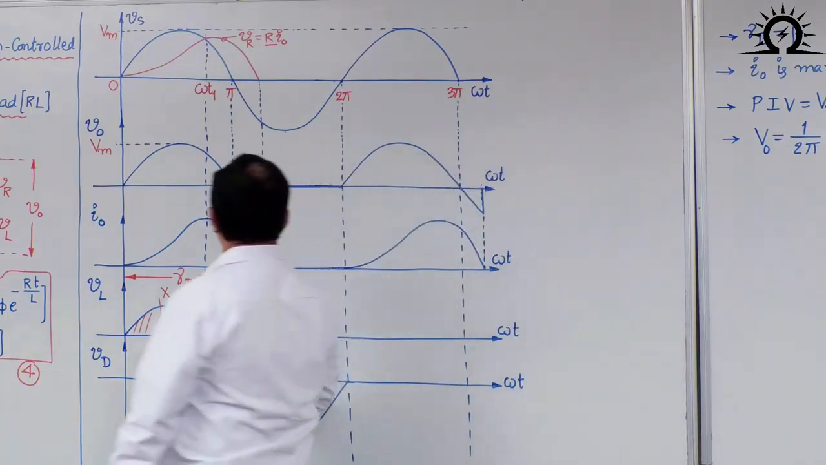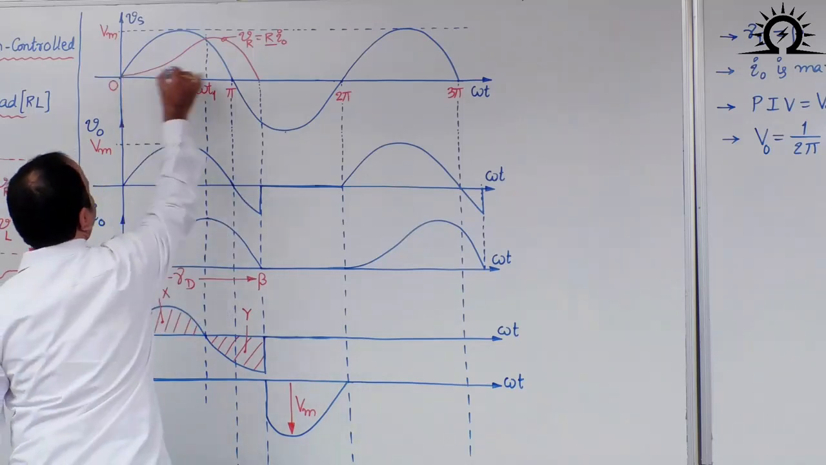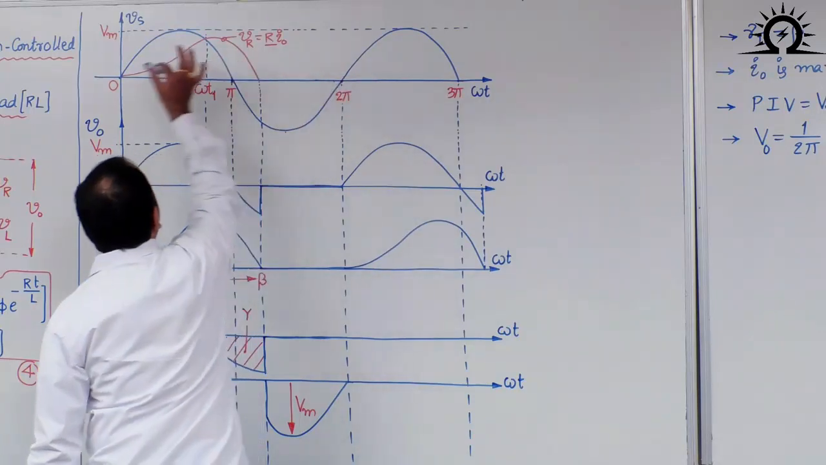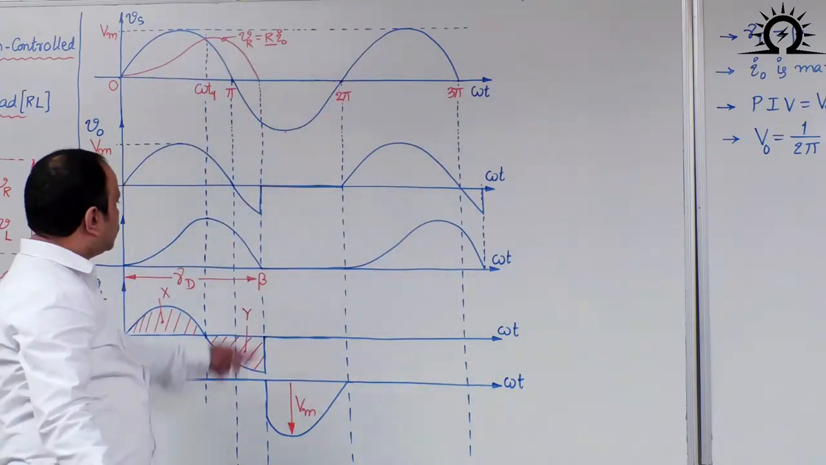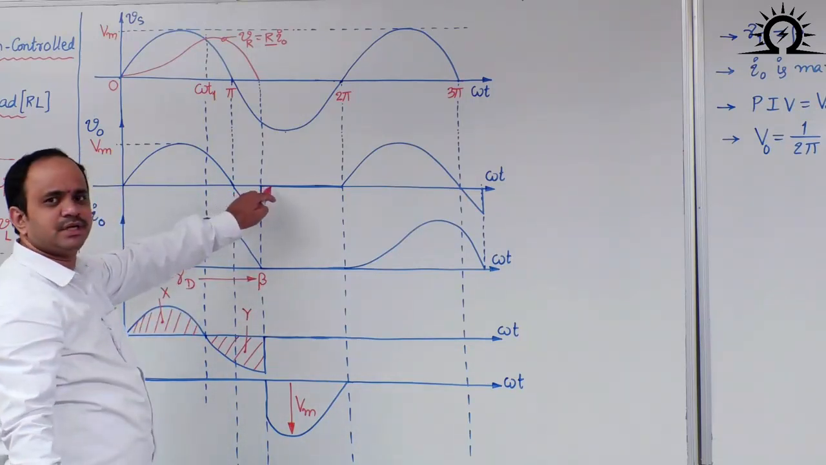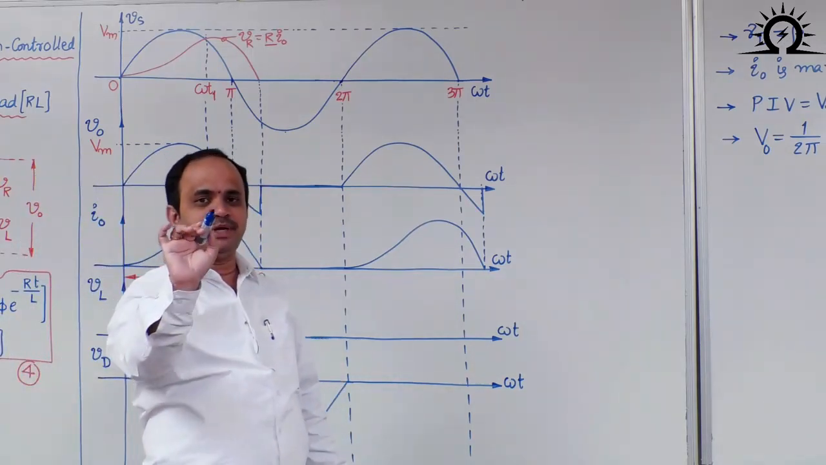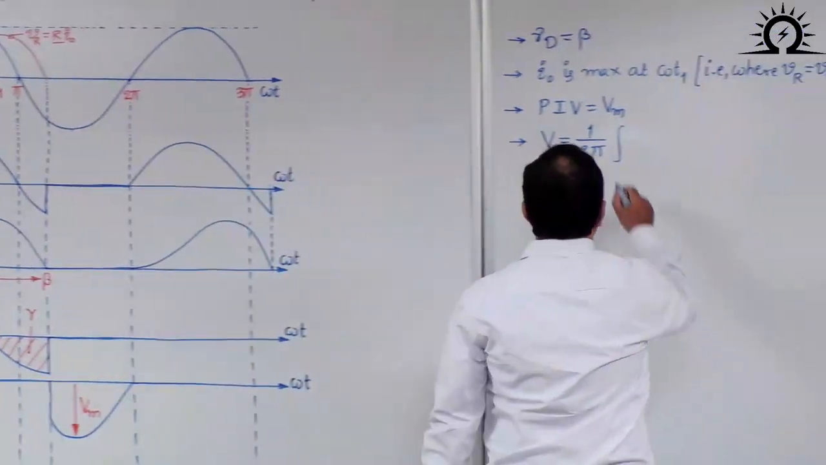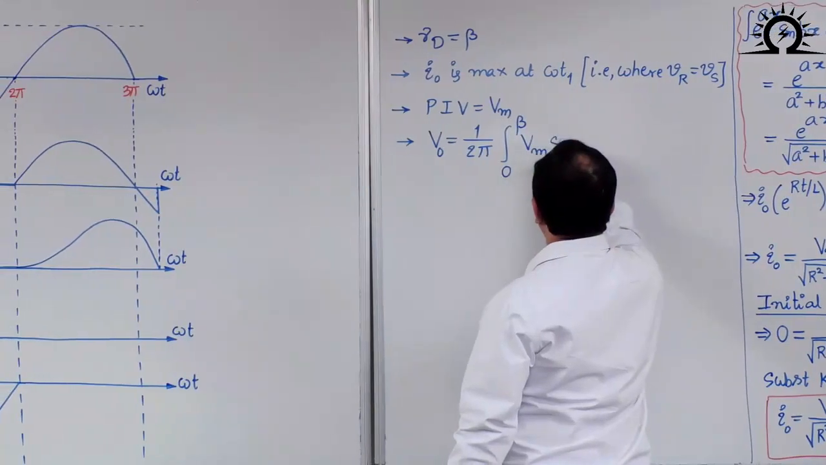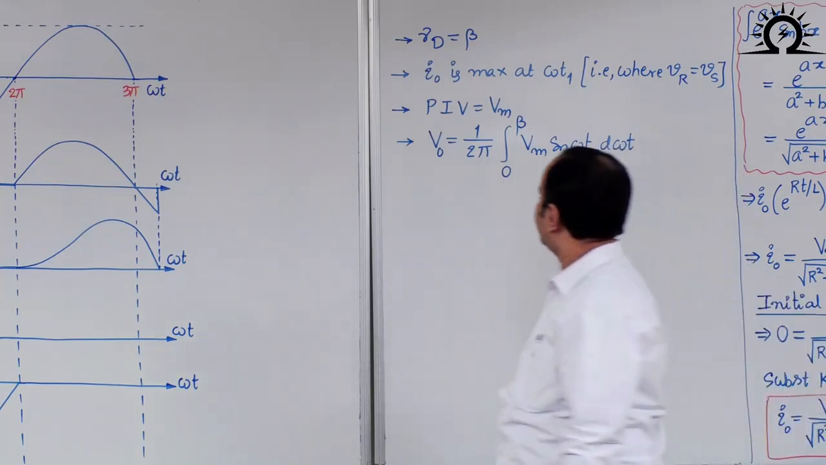Why? When you show an angle as pi, it is measured from 0 to here. When you show the angle here as 2 pi, you are measuring from 0 to 2 pi. In a similar way, here I am writing beta. Beta means 0 till this instant. So the integration limit is 0 to beta, not 0 to pi plus beta. Let us write down here: integral from 0 to beta Vm sin omega t d omega t.